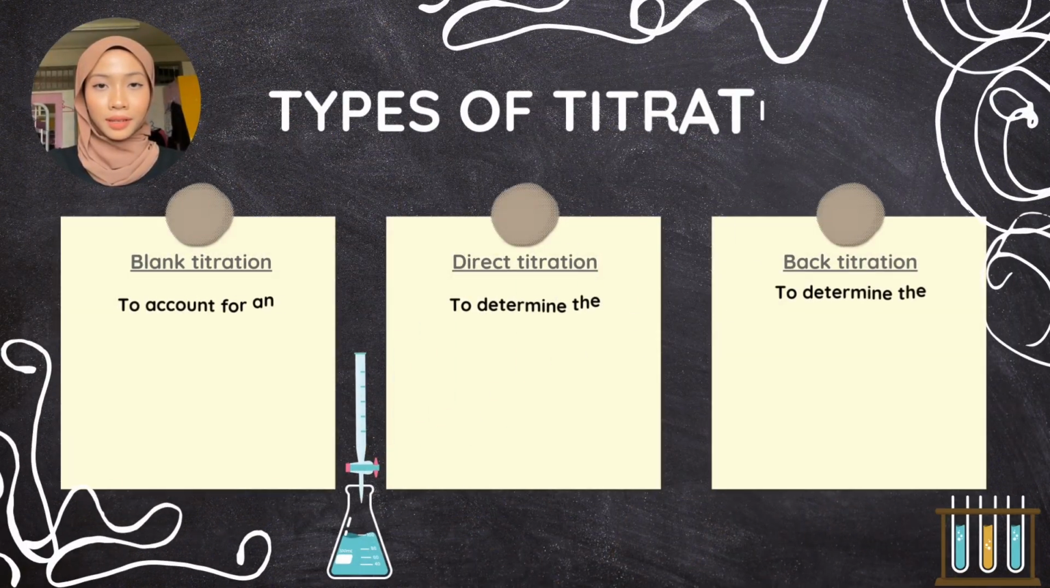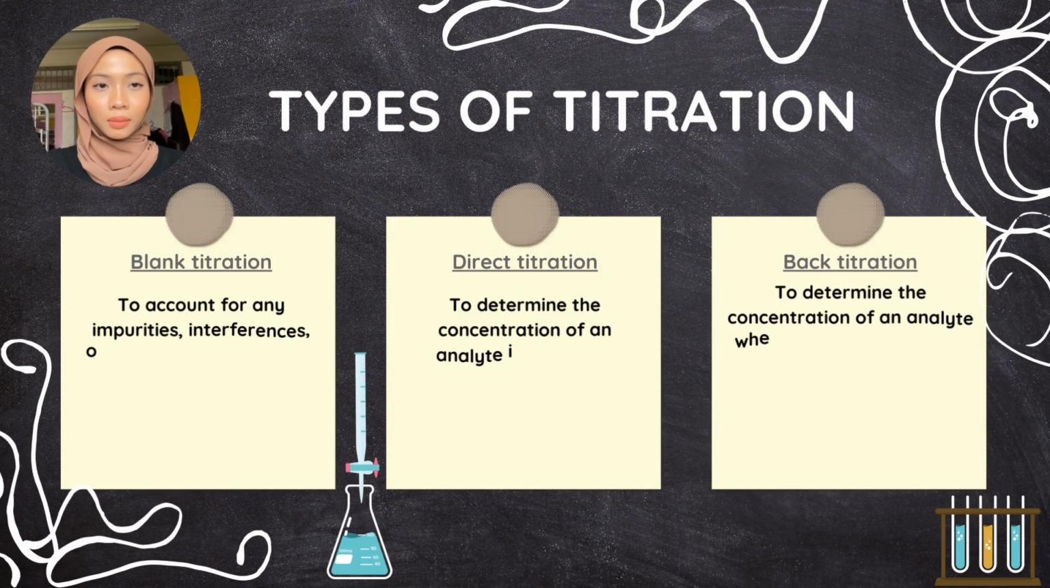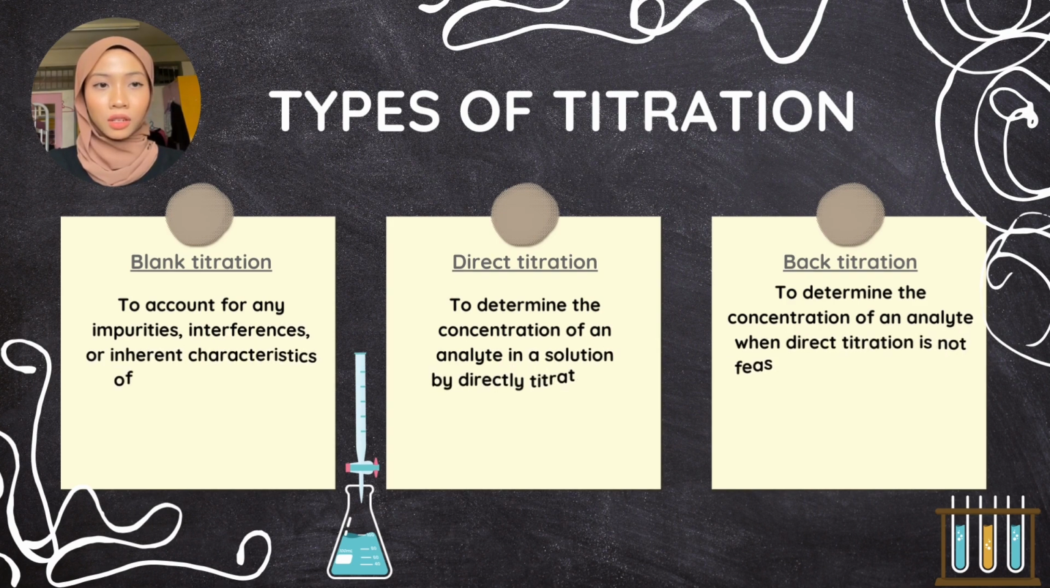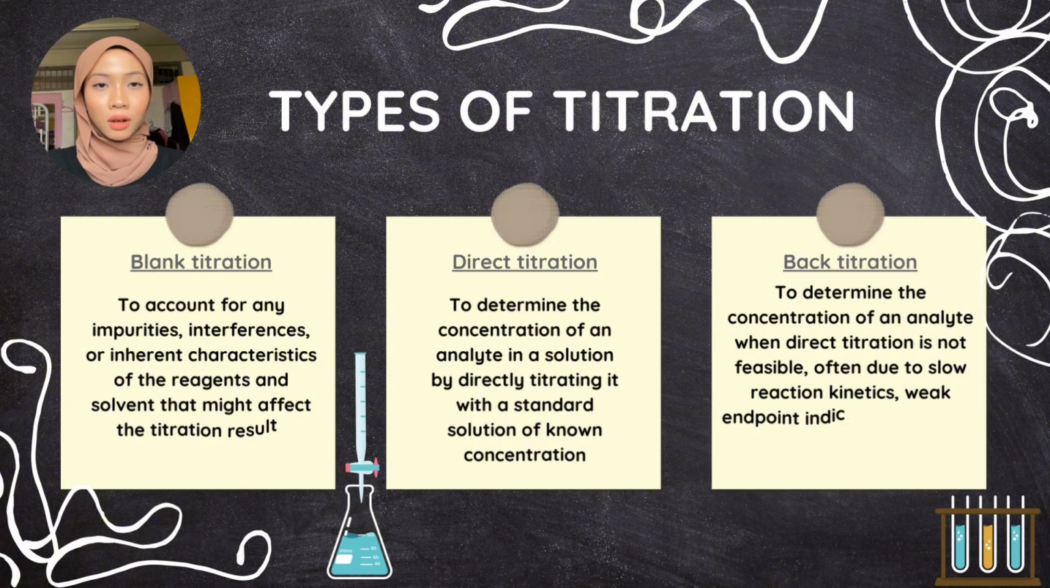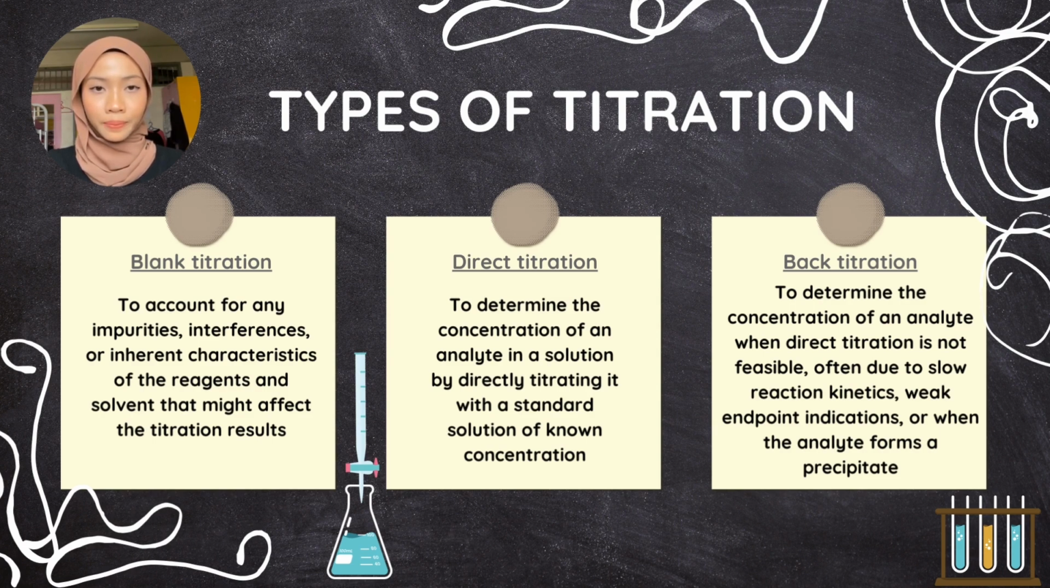Next, we have 3 types of titration, such as blank titration, direct titration, and back titration. Blank titration is defined as titration of a solution that contains all the reagents except the analyte, which is a titration without an analyte being present, only the solvent used in the analyte solution.